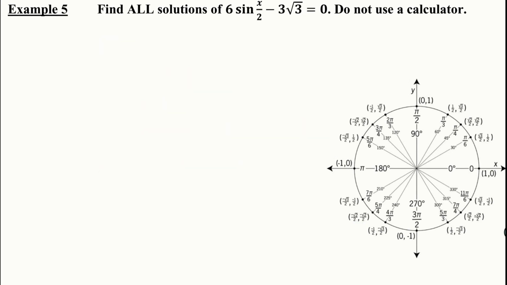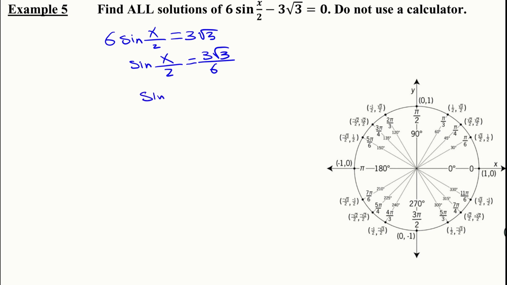All right, in this problem, we can see that we have a half angle for the first time, and we are looking for all solutions. So let's go ahead and isolate the variable term. So we have 6 sine of x over 2. We can go ahead and move the -3 radical 3 to the other side, so we end up with equals 3 radical 3. And let's go ahead and divide both sides by 6, so we get sine of x over 2 equals 3 radical 3 over 6.